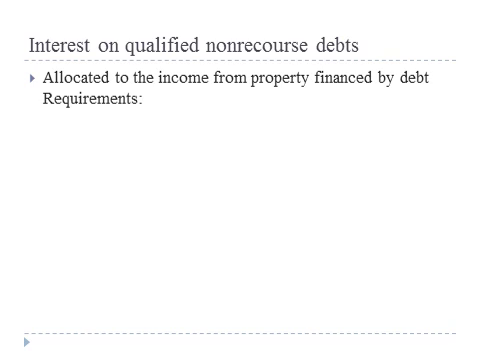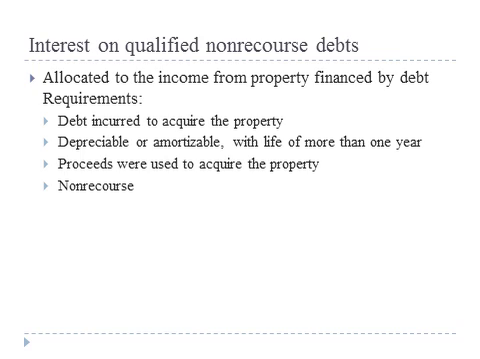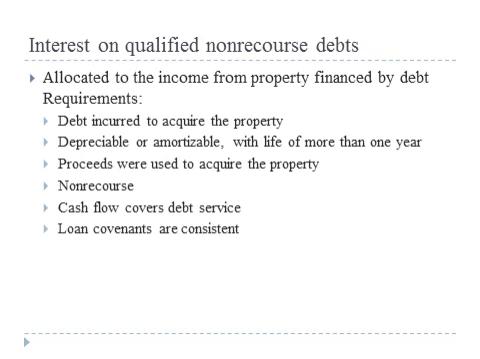This rule is applied when the following conditions are met. The debt is incurred to acquire the property in question. The property is depreciable or amortizable with a life of more than 1 year. The debt proceeds were used to acquire the property. The debt is non-recourse, meaning that the creditor can look only to the property to guarantee repayment of the debt. Cash flow from the property is expected to be sufficient to service the debt, and loan covenants are consistent with the above requirements.